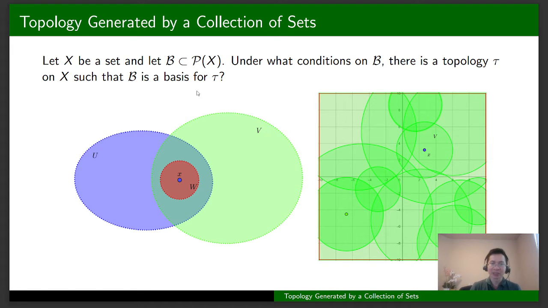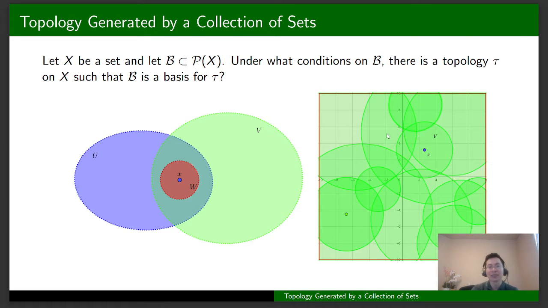In answering this question, first we assume that B is a basis for a topology tau. Then what happens is, if we take any U and V in B, then U and V must be open sets. So if we take any x in the intersection of U and V, which is also an open set, there must be some basis element W such that x belongs to W and W is a subset of the intersection of U and V.